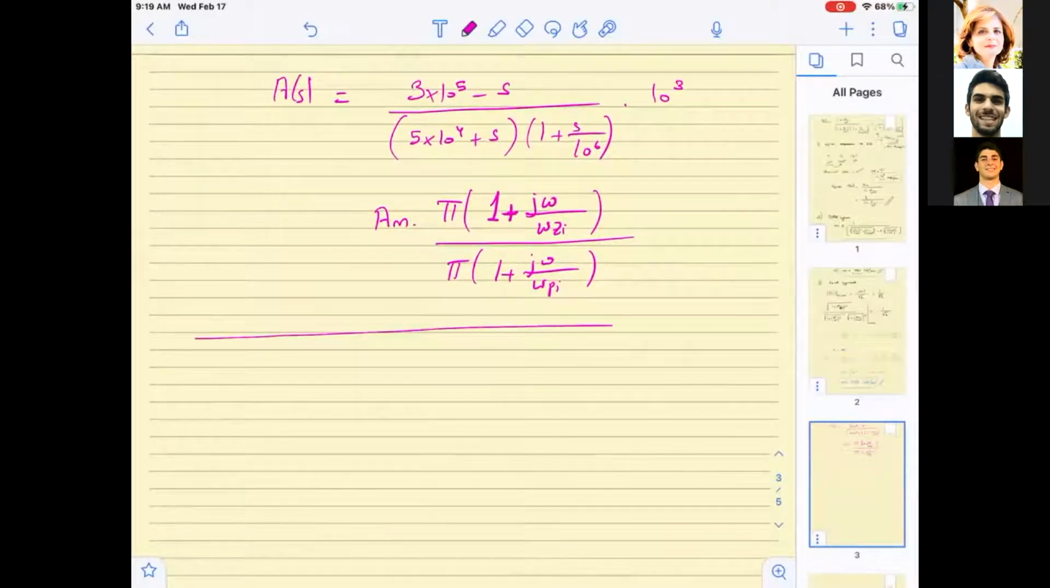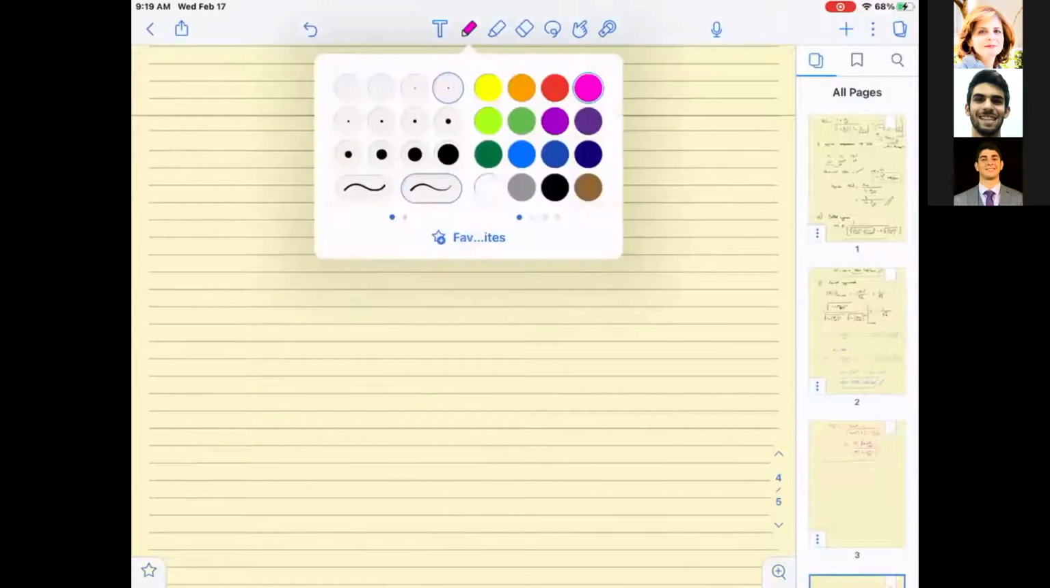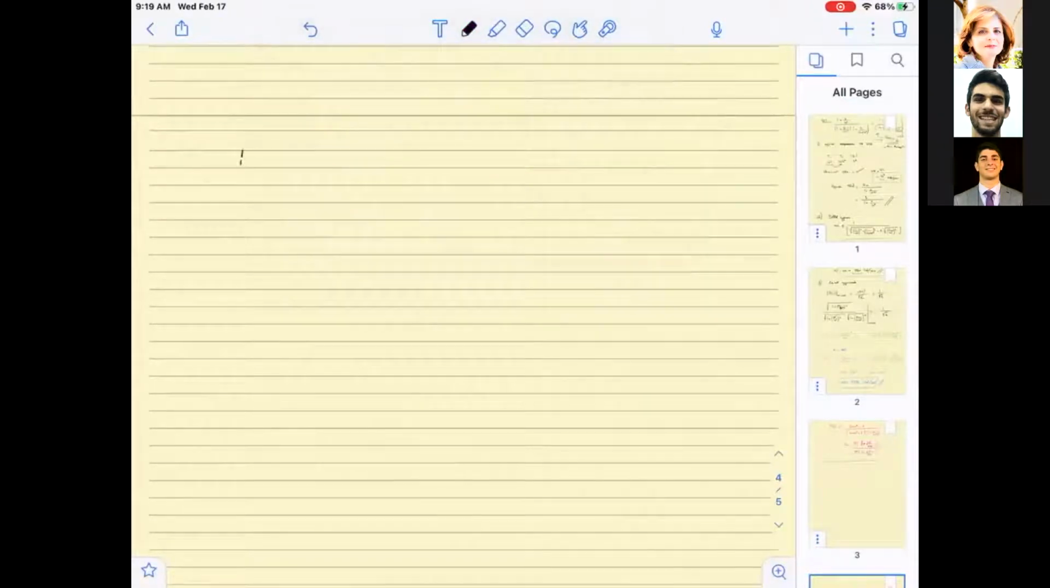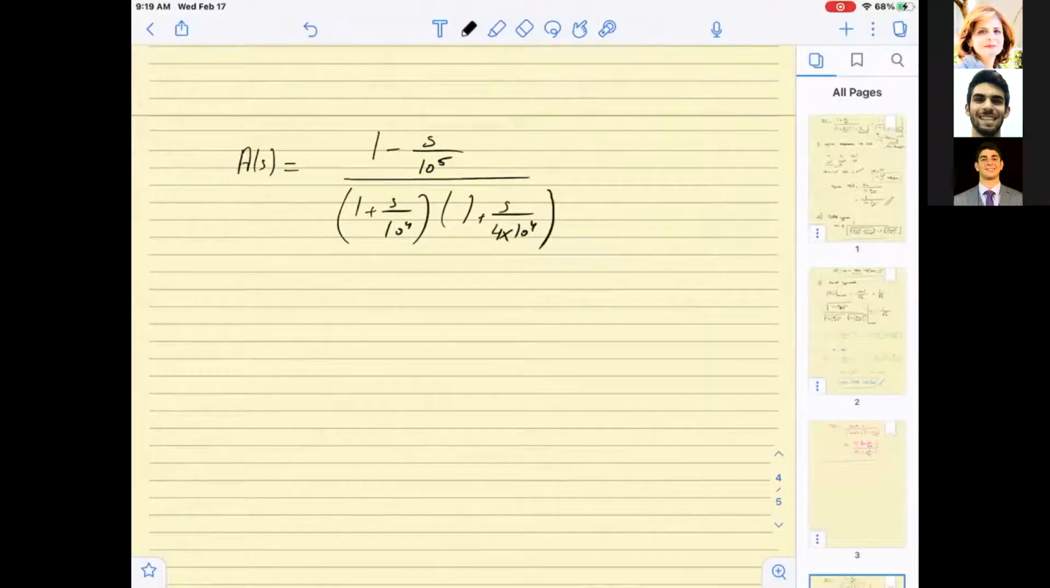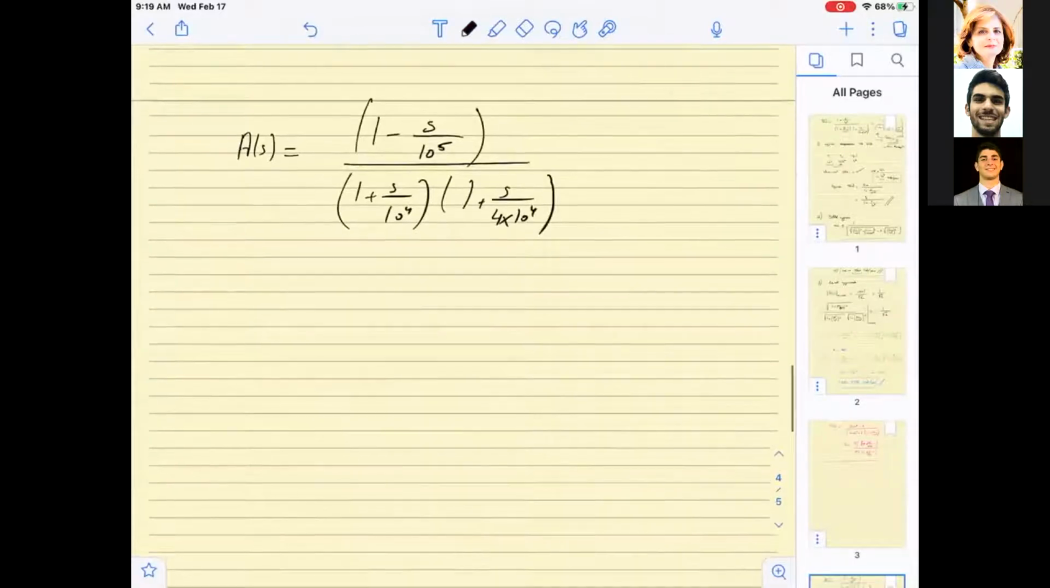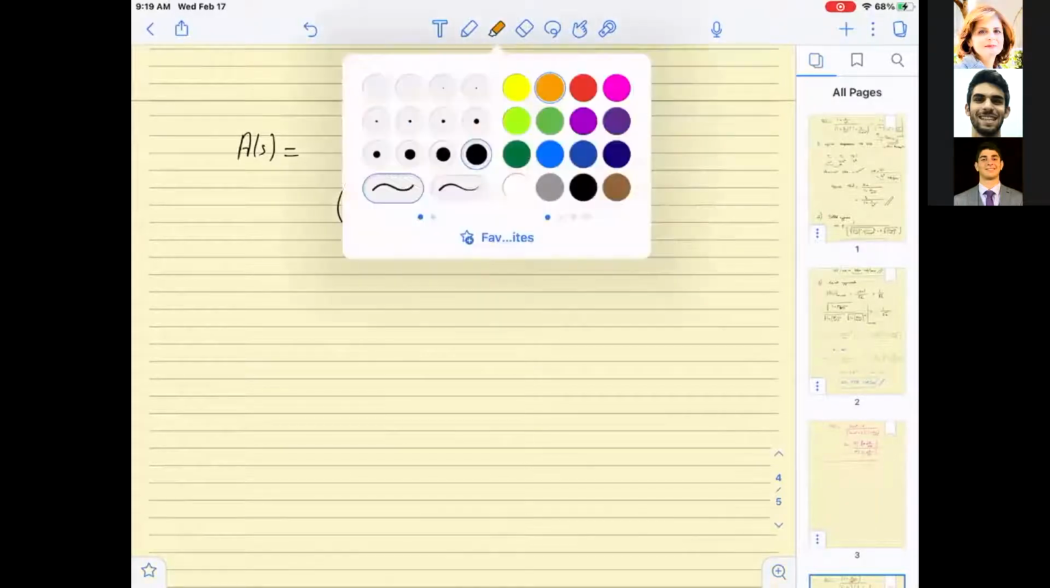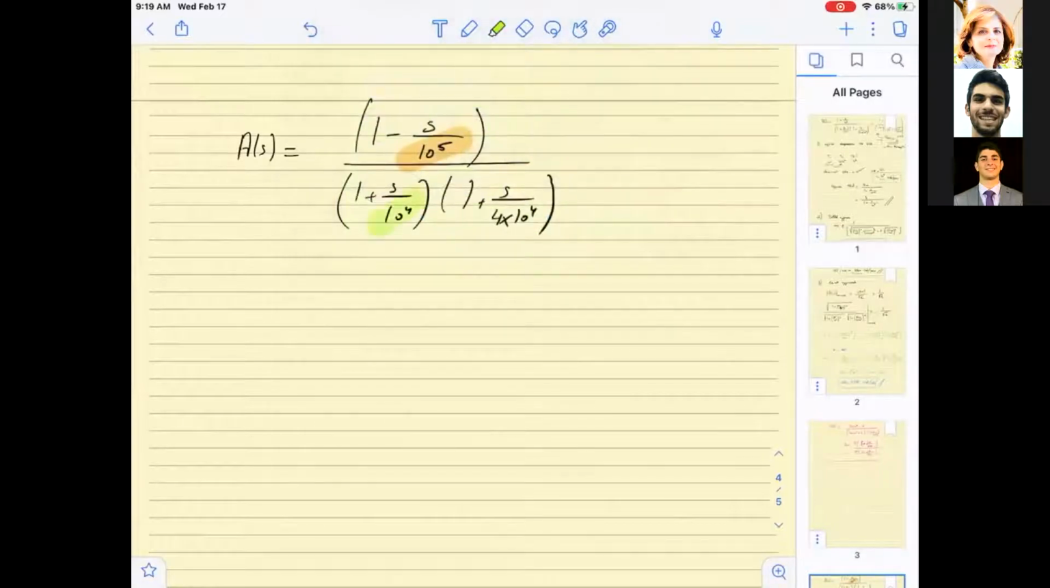Now the next step that we want to look into is if I take this expression, which is A of s equal to (1 minus s over 10 to the 5) over (1 plus s over 10 to the 4) times (1 plus s over 4 times 10 to the 4), and I want to draw the Bode plot for it. The first thing that I try to look at is what are my zeros and poles, and I take their absolute value. So here I have 10 to the 5, here I have 10 to the 4, and here I have 4 times 10 to the 4.